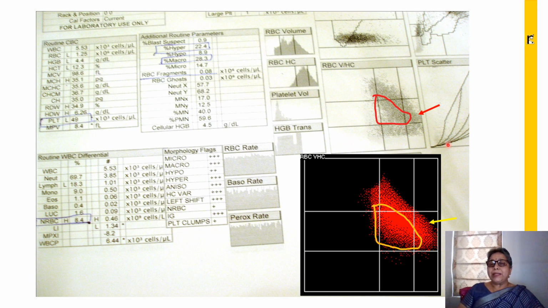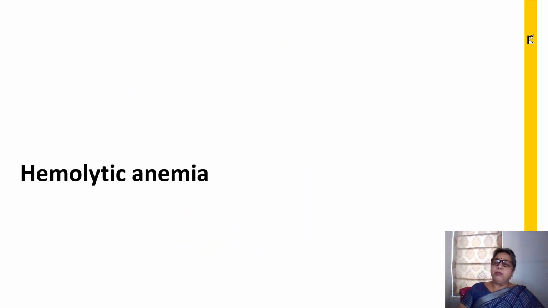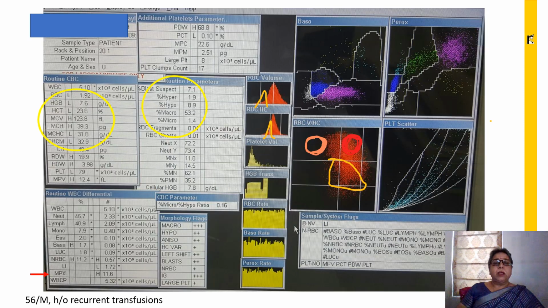This is a diagnosis of hemolytic anemia, which we can pick up so wonderfully by looking at both the red cell scatter and the red cell histogram, and some information from the WBC scatter plot also. So this will tell you that this is a case of hemolytic anemia, probably because of red cell fragmentation or microangiopathic hemolytic anemia.